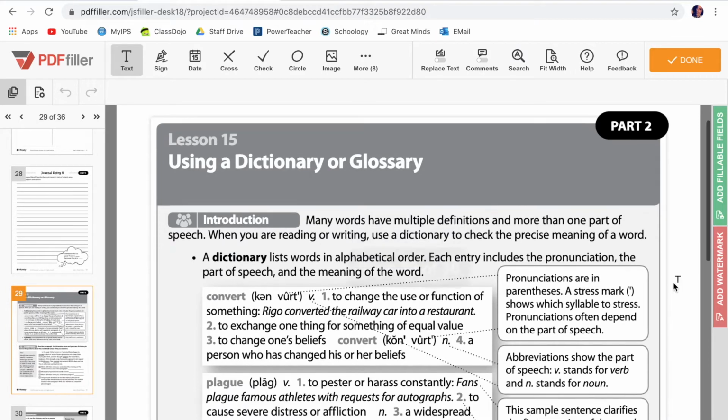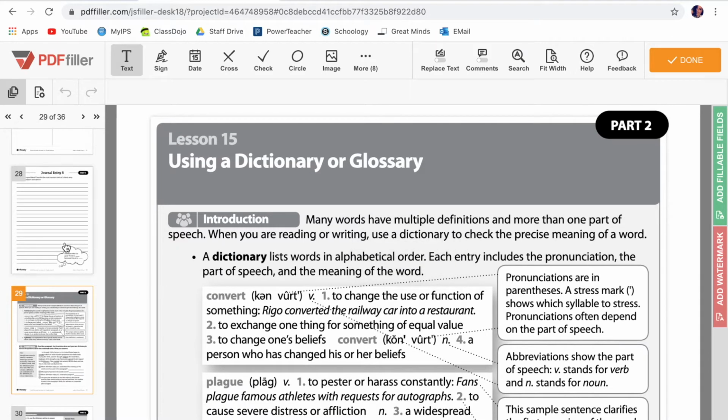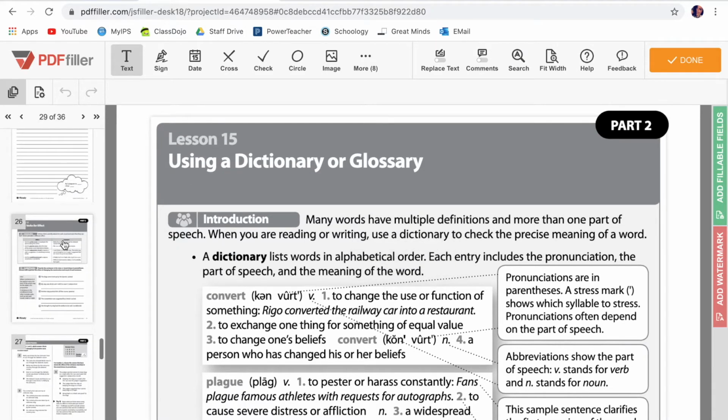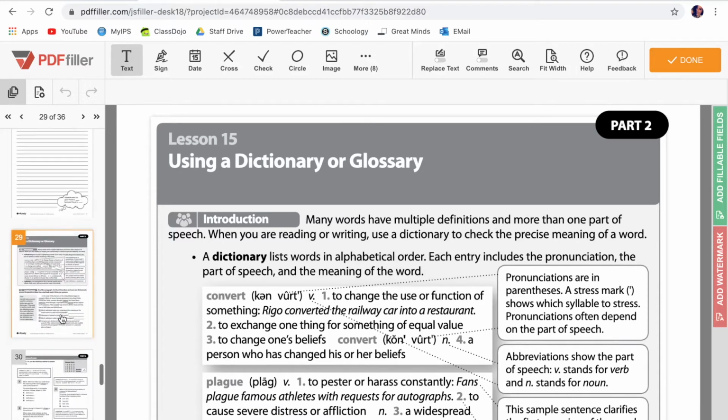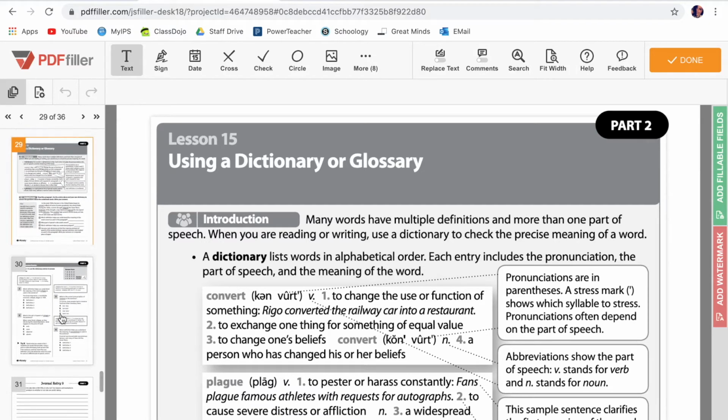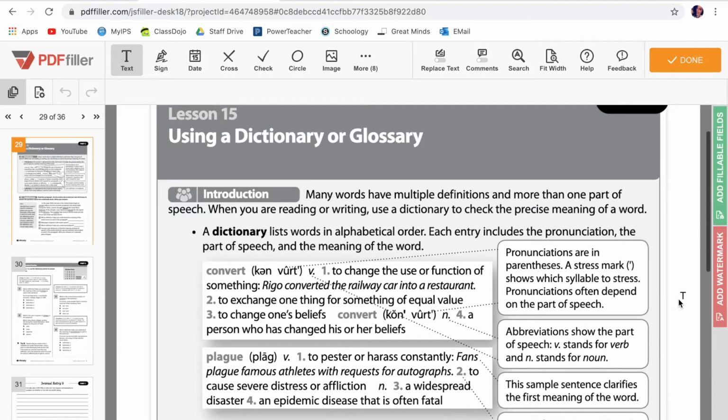So let's take a look at page 29. So today we're going to be talking about using a dictionary or a glossary. So it says part 2. I don't know why it says that because this is the first thing we've talked about with that. This should be review, hopefully. This is really one of the least complex topics we've talked about so far. So hopefully this is a pretty easy day for us today.